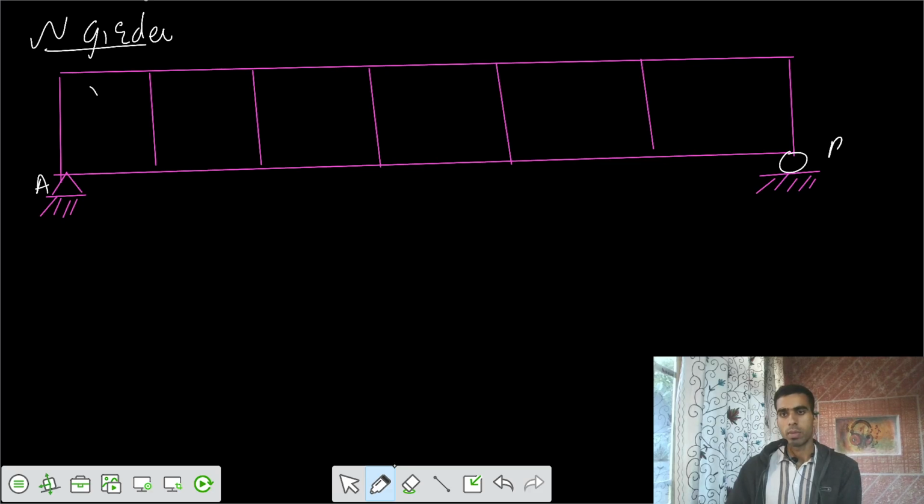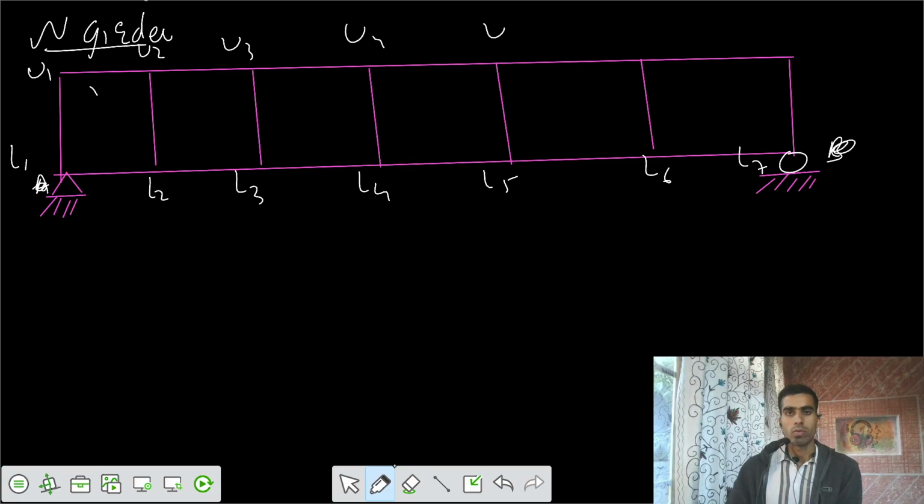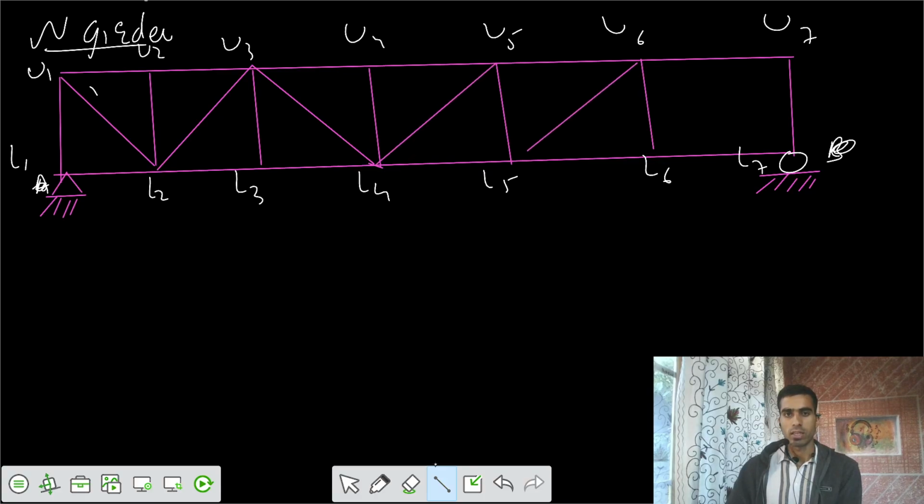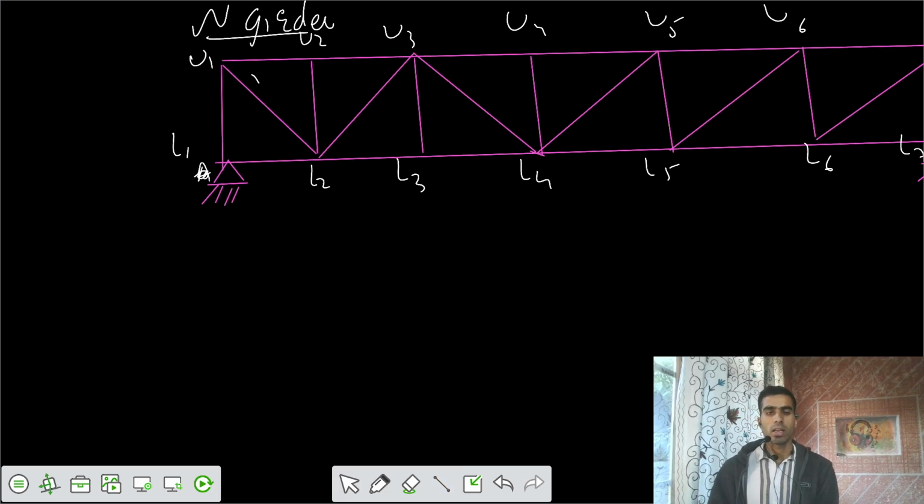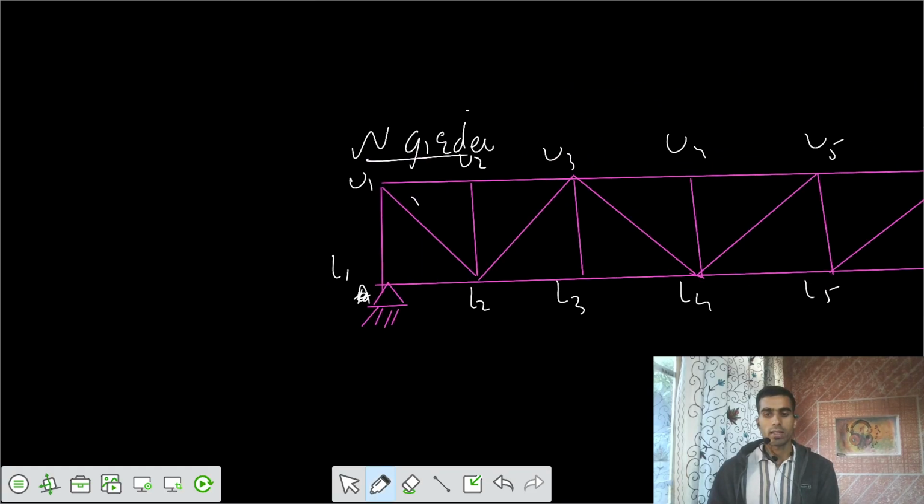Let's say this is A, this is B. We can write it as L1, L2 lower chord members. We have these lower chord members, and we have upper chord members U1, U2, U3, U4, U5, U6, U7, and we have diagonal members also, so that it forms the shape of N up to the midspan. Then after that, it is reversed in the reverse direction. So this is your truss girder.